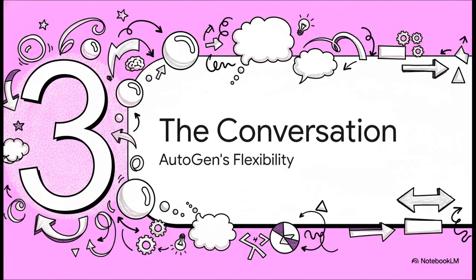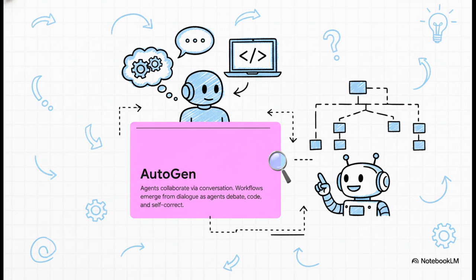What if your sketch isn't a flowchart and it isn't a team roster? What if it's just kind of a mess? Like a brainstorming session with ideas flying back and forth in a dialogue. If that's your sketch, then welcome to the world of Microsoft's AutoGen. Here, the workflow isn't predefined at all. It actually emerges from a conversation.